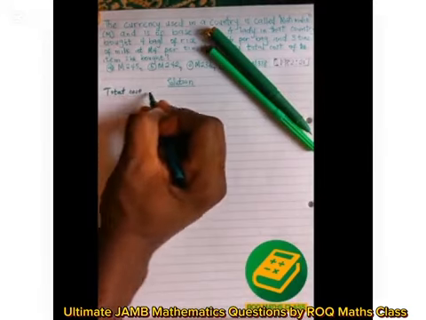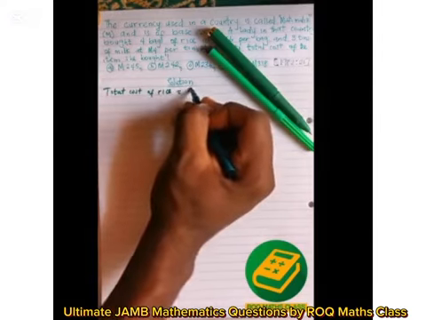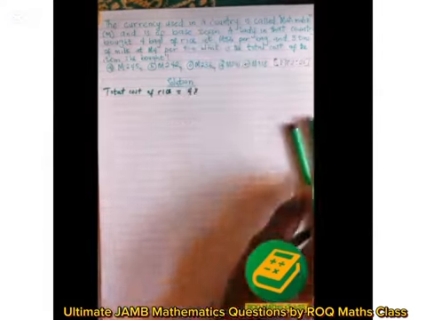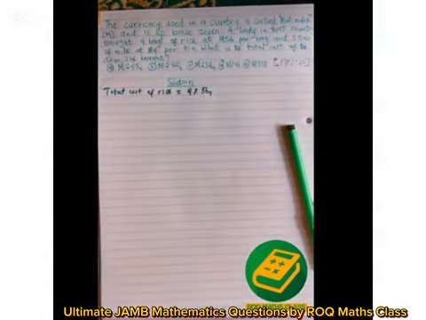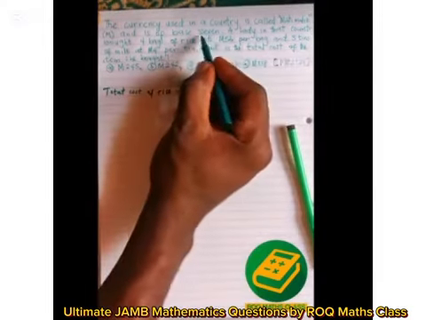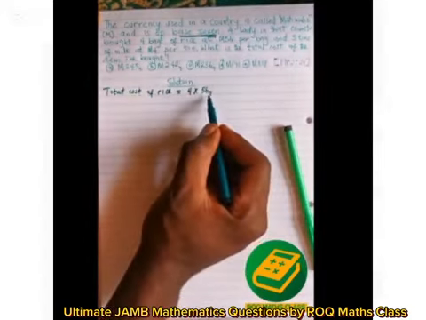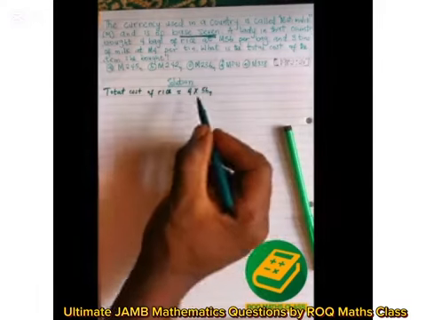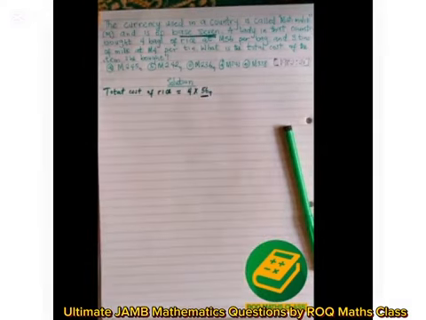The total cost of rice is equal to 4 times what? 4 times 56 base 7. Don't forget that the currency is in base 7, so my 56 Mathematics is in base 7. Before I can solve this question, I have to convert this back to base 10. Then I'll multiply it by 4.